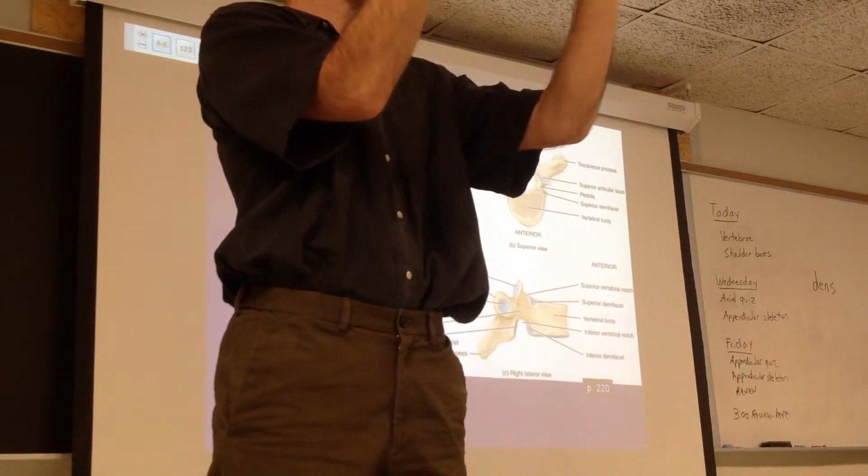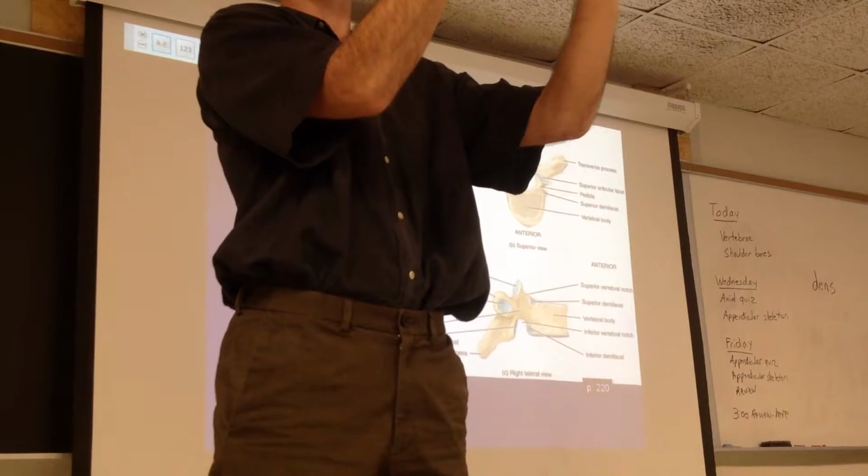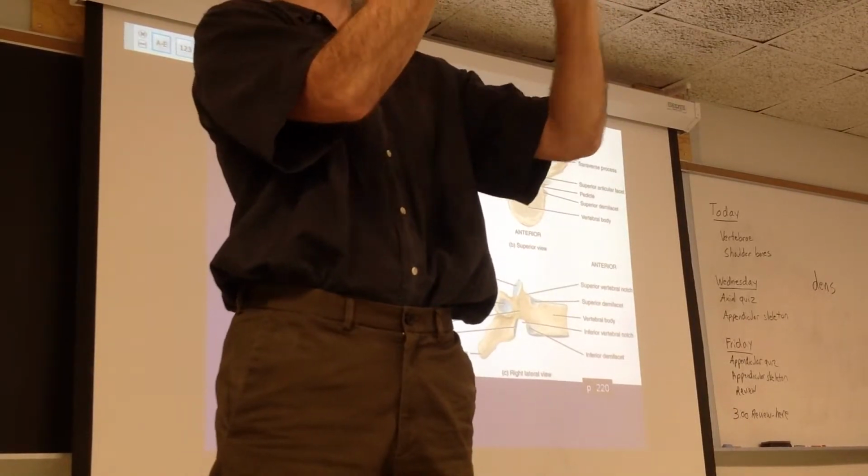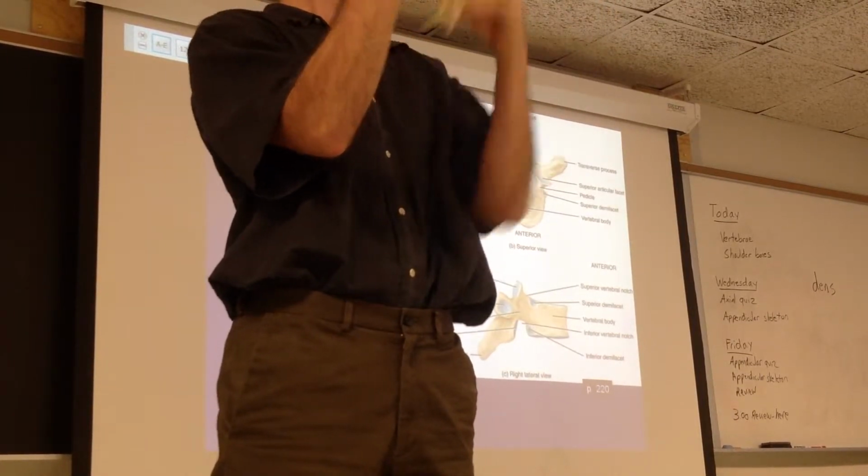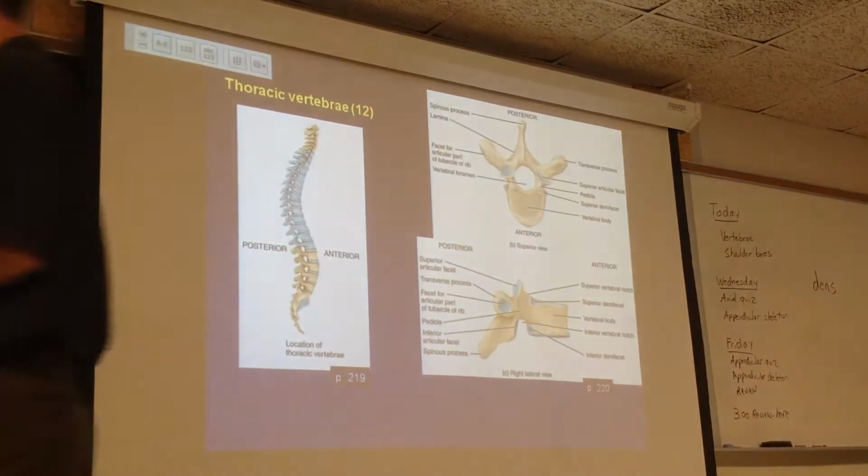Look at the lumbar vertebrae. They're much larger. The body is much larger. The vertebral canal tends to be smaller. It tends to be more triangular.